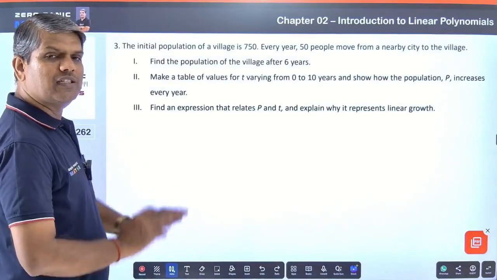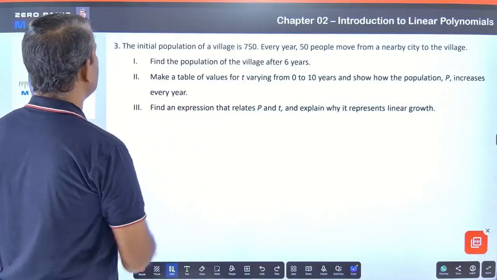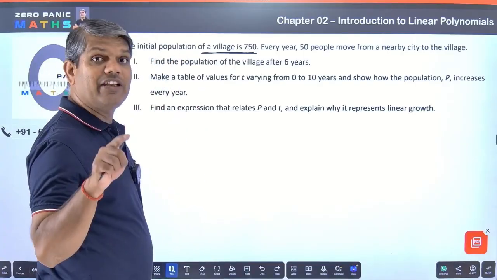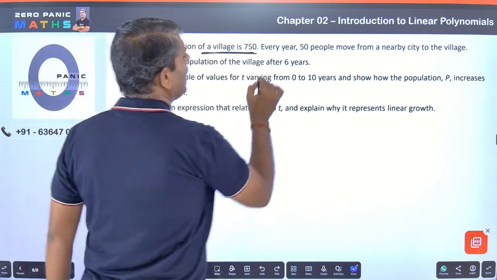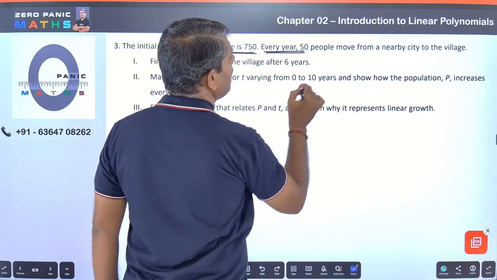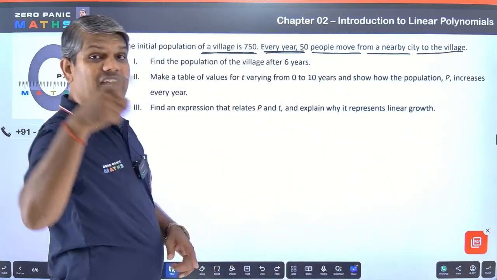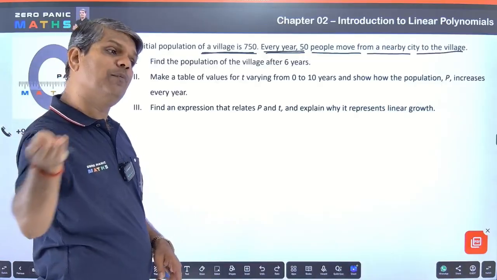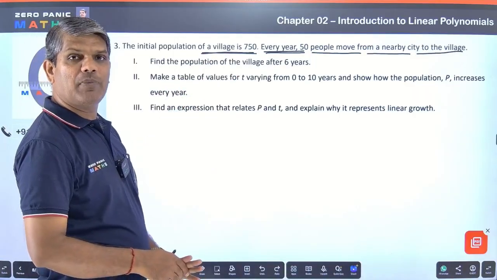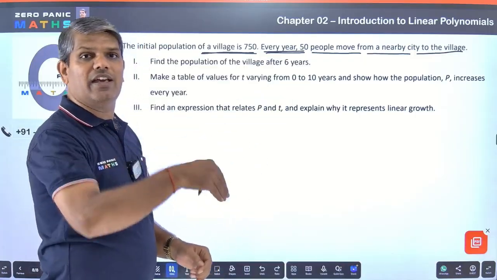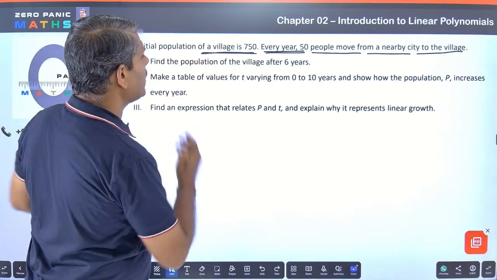So this is also a similar kind of problem, we need to go through this and prove the similar things again and again. Okay. So the initial population: there is a village in which 750 people live currently. Every year, 50 people move from a nearby city to the village. Initially there were 750 people, and then 50 people every year come in. It means 50 is the constant increase. That is what you can understand from this.